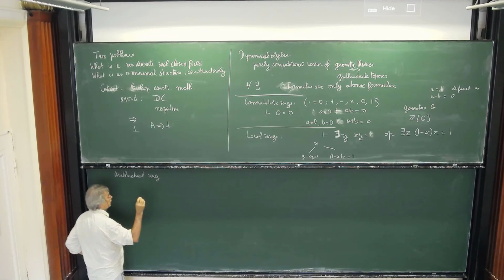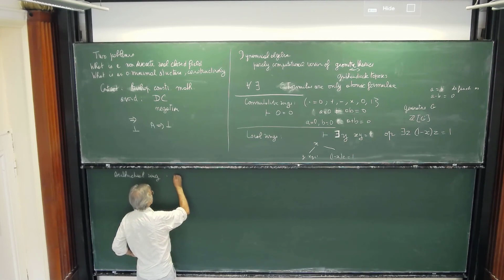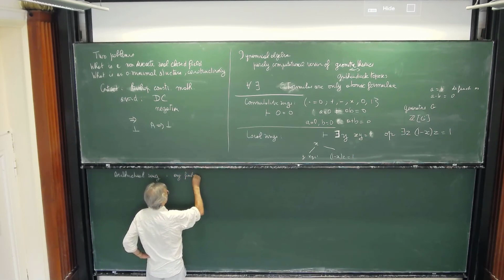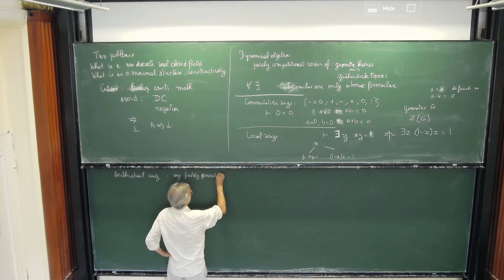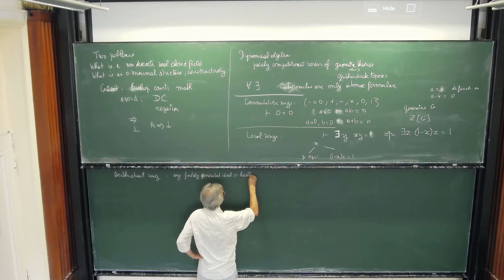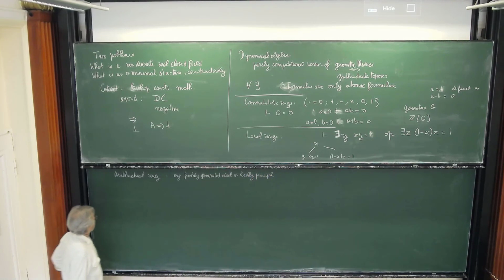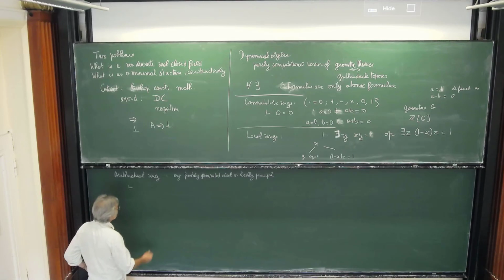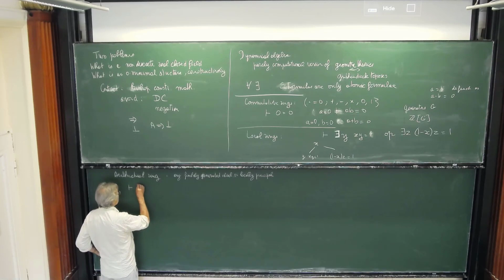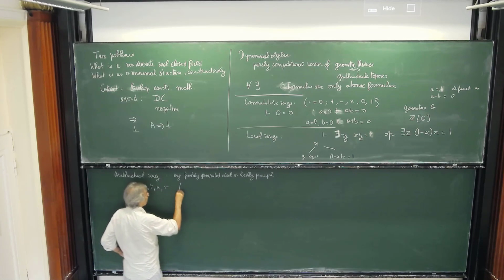In a classical setting, we say any finitely generated ideal is locally principal. And in dynamical algebra, we have the following equivalent axiom. When you have an ideal generated by A and B, I have S, T, U, V such that S plus T equals 1, and S A equals U B.